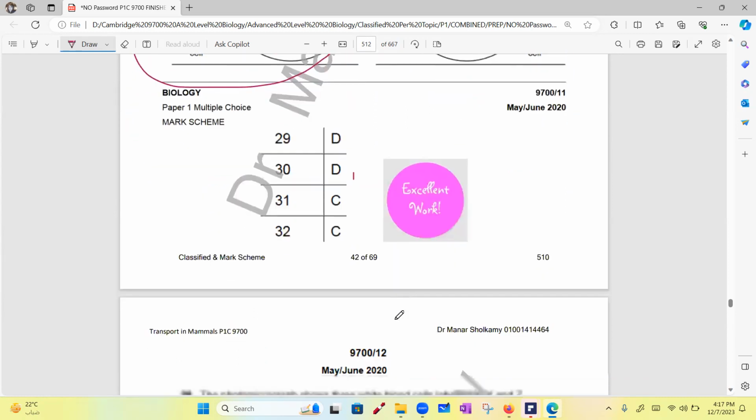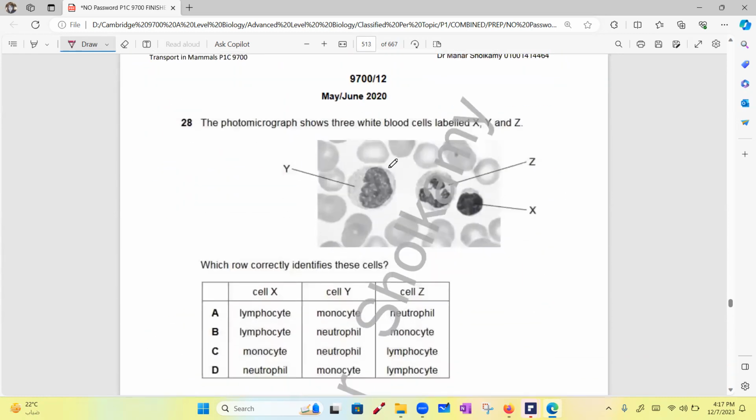The next exam is June 2020. The photomicrograph shows 3 white blood cells labeled X, Y, and Z. Now, my pen is not working. This is something that's really annoying me. Which row correctly identify these cells?